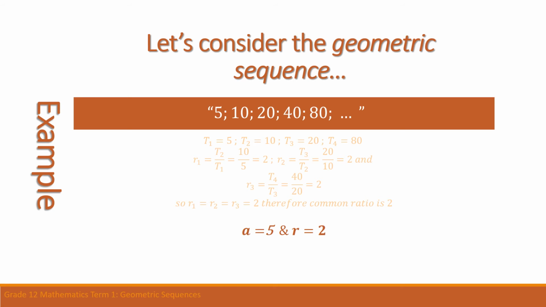And we know that a, which is our first term, is 5, and r equals 2, which is our common ratio. And our general formula is given by a multiplied by r to the power of n minus 1. So the general formula is given by Tn equals 5 multiplied by 2 to the power of n minus 1.